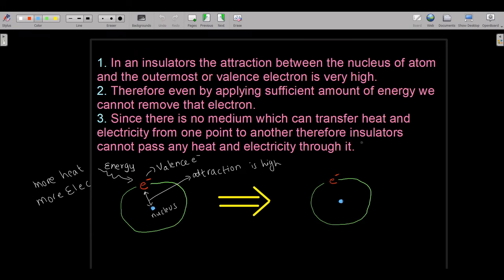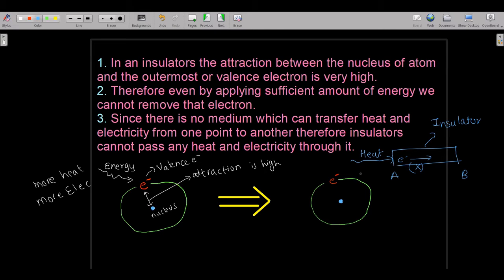While in the case of insulators, consider that this is an insulator, and this is point A and point B. Even if we apply a higher amount of heat than what we applied in the case of conductors, the electron does not come loose from this atom. We can't remove this electron from the atom, and therefore the electrons can't move from point A to point B. That means heat cannot transfer from one point to another. That's why an insulator acts like a good resistor, or basically it does not allow heat or electricity to pass through it.